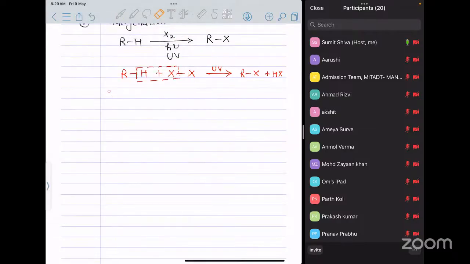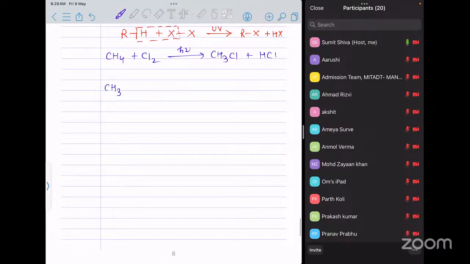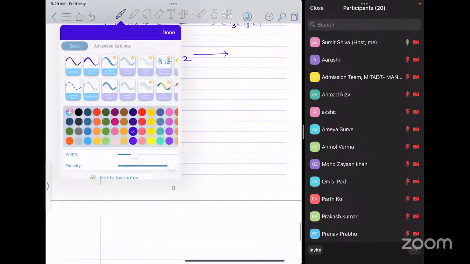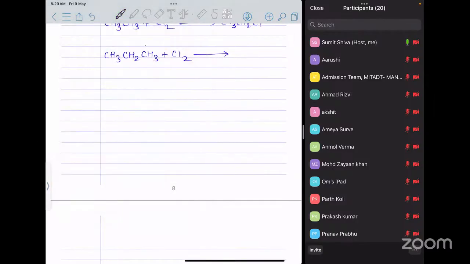Let's say we have CH4 treated with Cl2 in the presence of sunlight. So this will be CH3Cl plus HCl. If it is CH3CH3 reacting with Cl2 and sunlight, this will be CH3CH2Cl. Interesting point: if we have CH3CH2CH3 and Cl2, there are two types of carbon in this compound. One carbon is of 1 degree, and another carbon is of 2 degree.